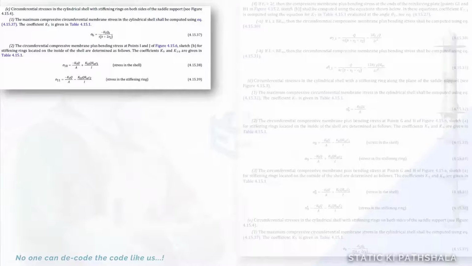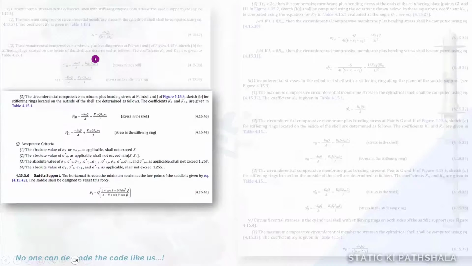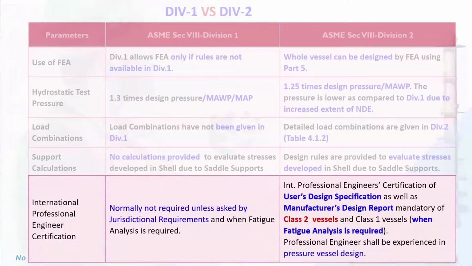We are going to use the same zig method given in Division 2, and we are going to calculate the stresses as per the guidelines given in Division 2 only. Division 1 does not give any guidelines to calculate the stresses caused by the saddles at various locations. And the final thing, which is also very important, is that this is going to incur a higher cost as compared to Division 1 when it comes to the analysis part.